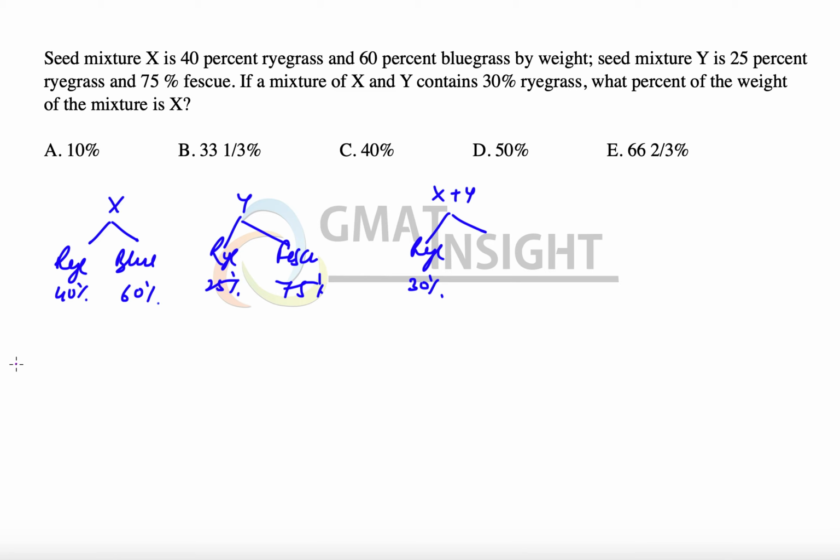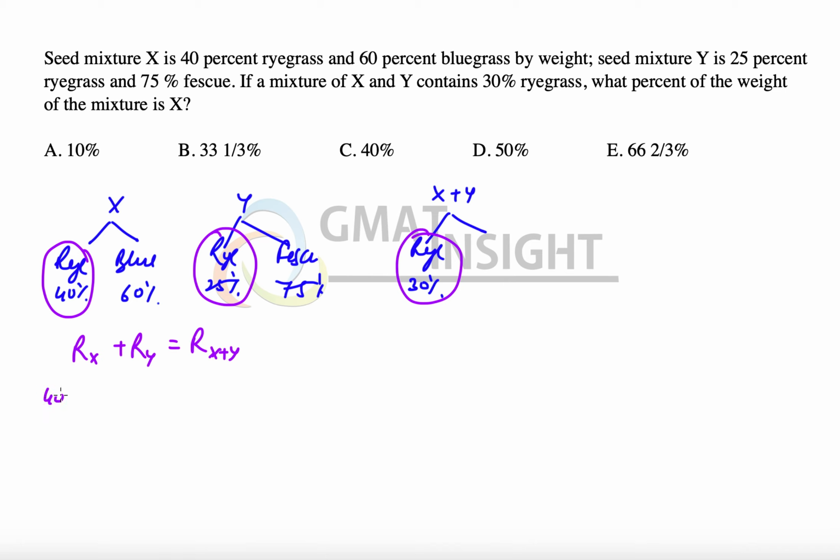If we form an equation, the equation will be formed on the simple principle that we have to pick one constituent, because we can see that the common constituent available across all these solutions is ryegrass. So we have to form an equation that ryegrass in X plus ryegrass in Y should be equal to the ryegrass in X plus Y. So we can quickly formulate it.